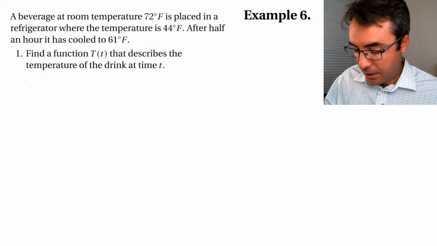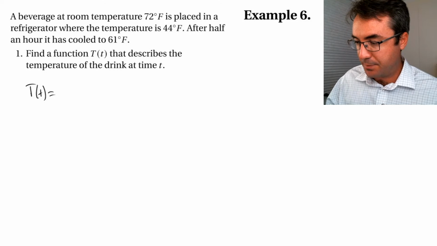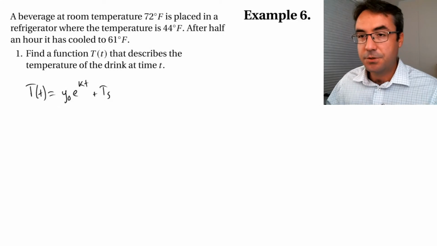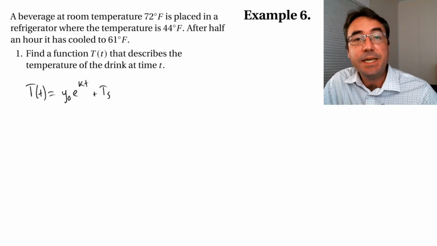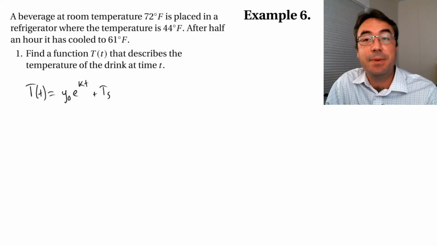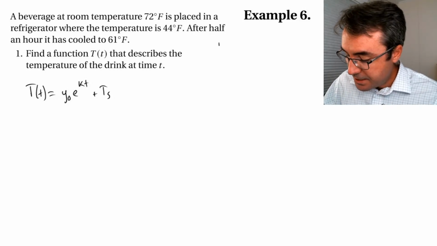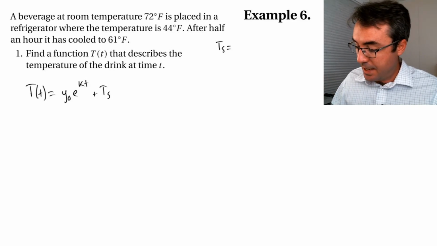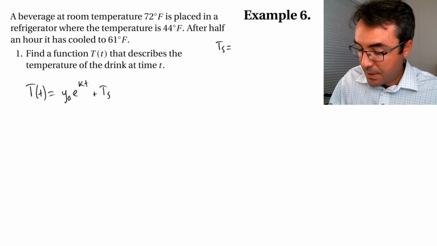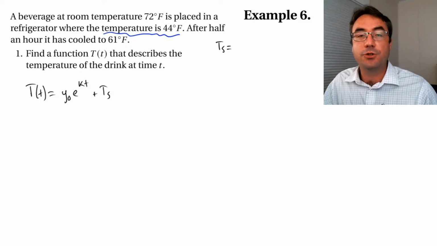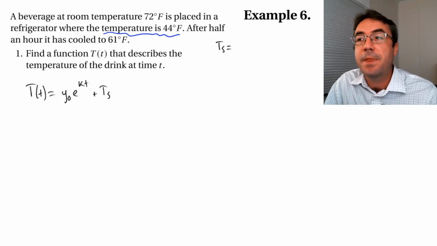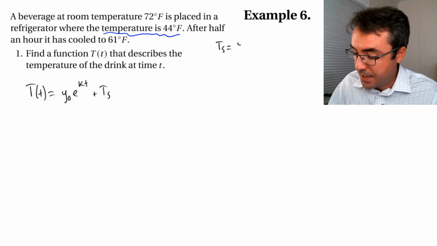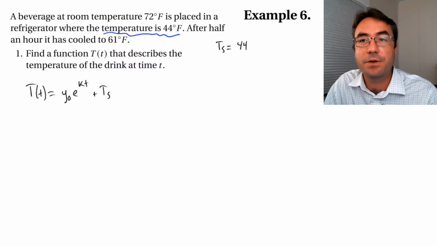Let's start with our formula for the temperature that we just derived. We said it was y of 0 times e raised to the power kt plus T sub s. T sub s is the surrounding air temperature in this case. And let's figure out what that is. We see right here that our drink is sitting inside a refrigerator, and the refrigerator is set to 44 degrees Fahrenheit, and it's constant. So that's our surrounding temperature, 44.